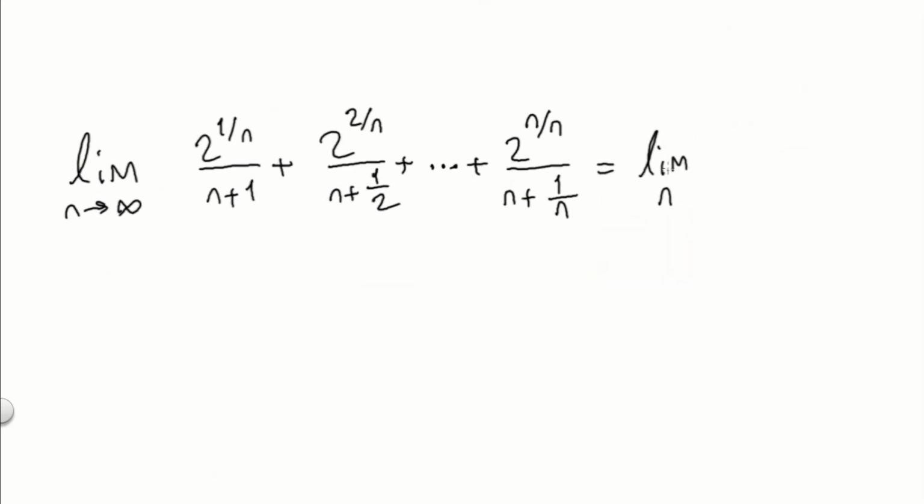So this is the limit as n goes to infinity. It will be 2 to the I over n, over n plus 1 over I, where I goes from 1 to n.